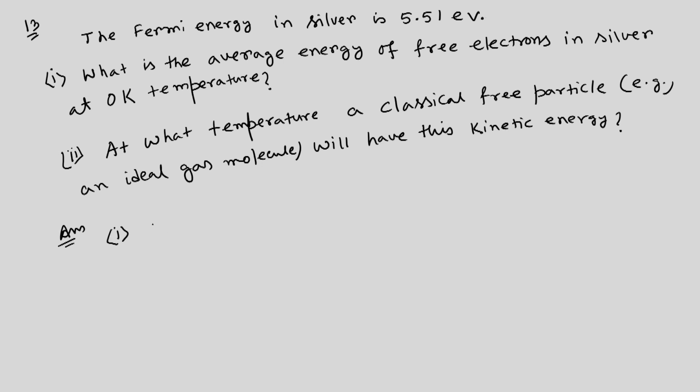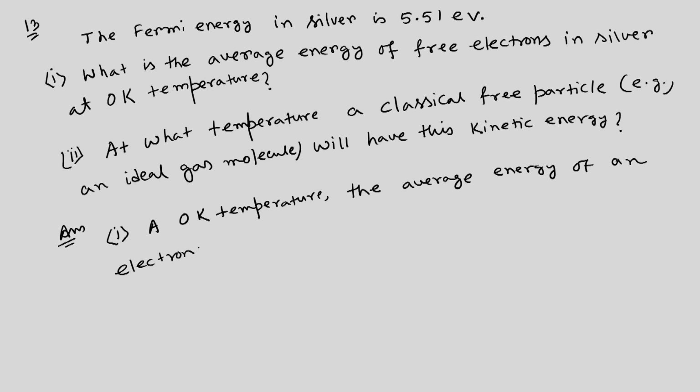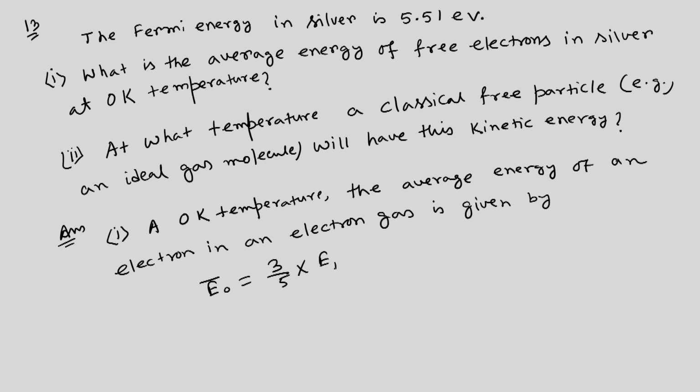First, we consider problem number 1. At 0 Kelvin temperature, the average energy of an electron in an electron gas is given by the formula. So we know the value of Fermi energy. Now it's very simple. If we substitute the value of Fermi energy here, we get the value of E naught 0 as 3.306 electron volt. So the first problem is pretty easy.